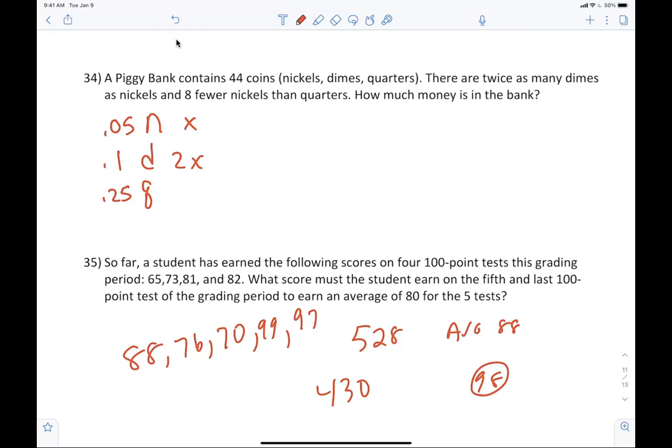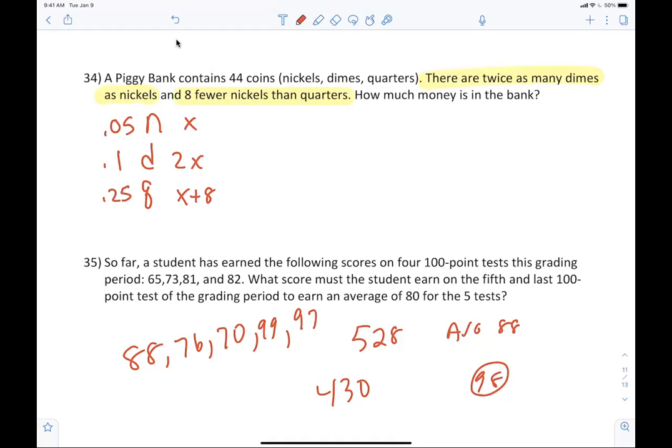So there are, let me just make sure this is correct. There are twice as many dimes as nickels and 8 fewer nickels than quarters. If there are 8 fewer nickels, then what was the quarters again? X plus 8. Yeah. That wasn't that hard, right? For some reason, that's really challenging for kids, right? Because they see fewer and they automatically write what? Minus, right? But does everybody agree we already have the nickel defined?